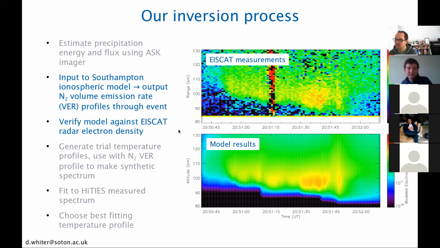The only discrepancy that jumps out at me is that it looks like the electron density drops more rapidly after the storm than the model predicts. Yeah. Is there a reason for that? Yeah, it's transport out of the beam.